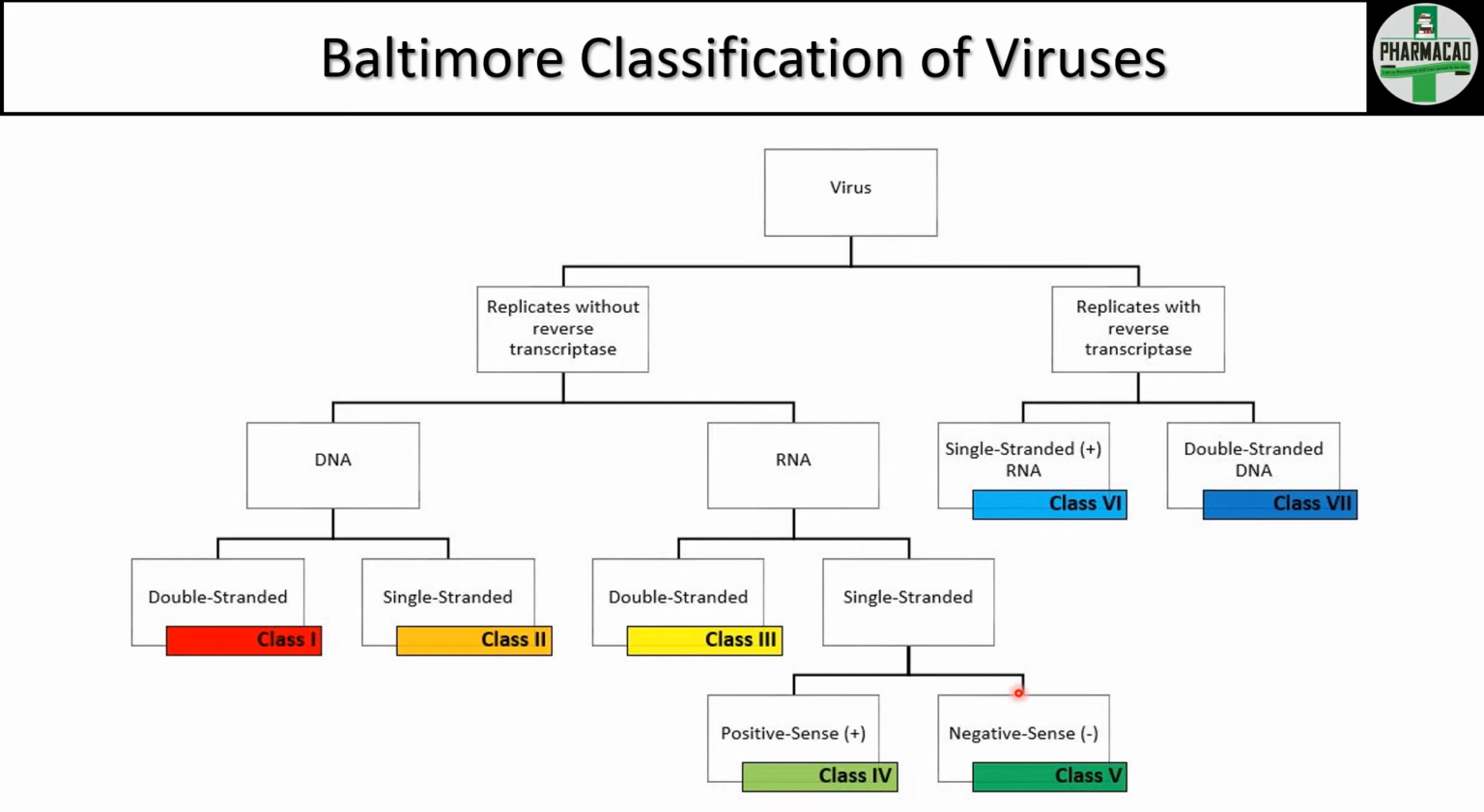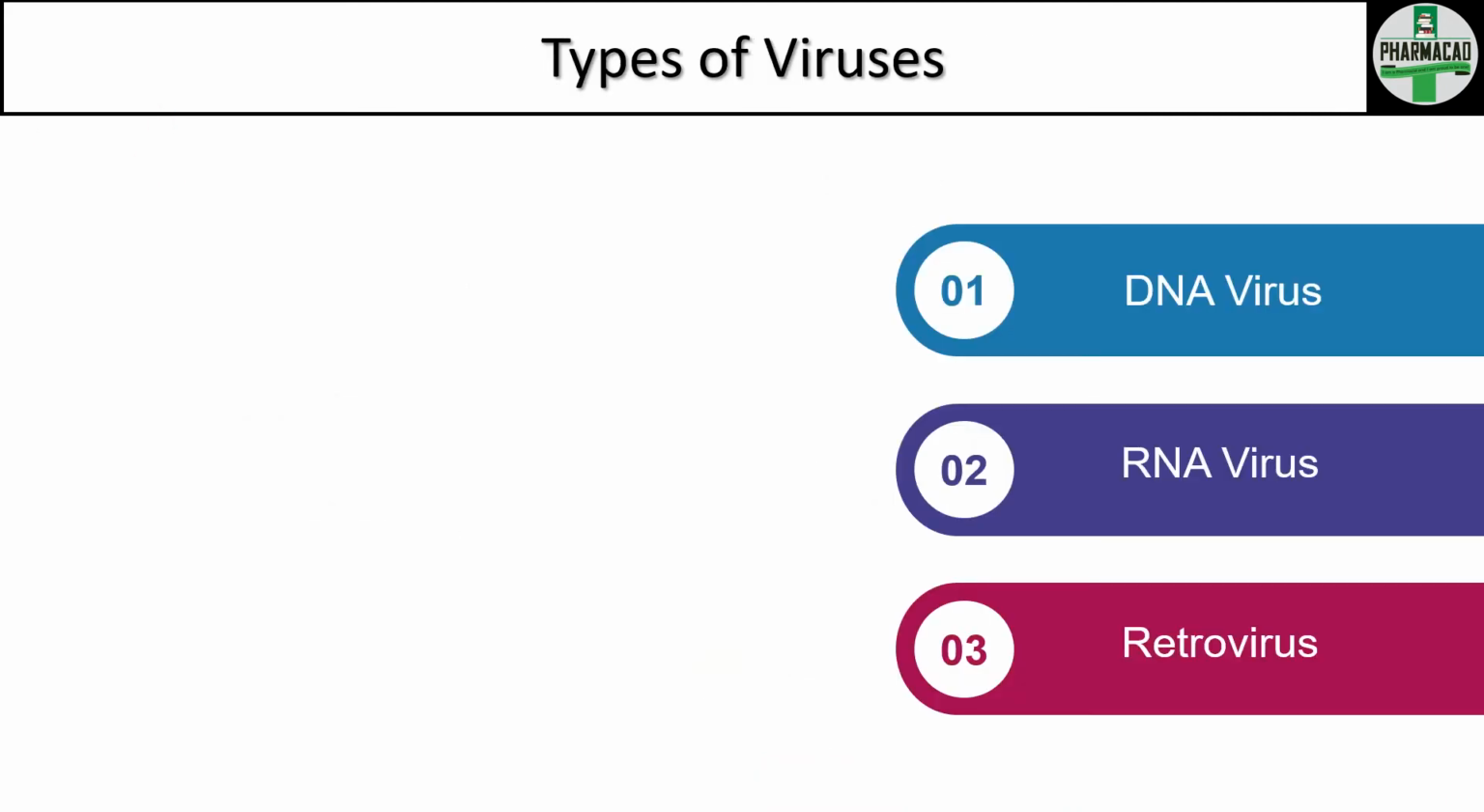What's the difference between these two types of RNA strands? The positive sense RNA helps in formation of RNA templates plus viral proteins, whereas negative sense RNA helps in formation of only RNA templates and not the viral proteins. So this is the basic idea of Baltimore classification of viruses. There are majorly three types of viruses based on nucleic acid: DNA virus, RNA virus, and retrovirus, which we will see in detail in this topic.